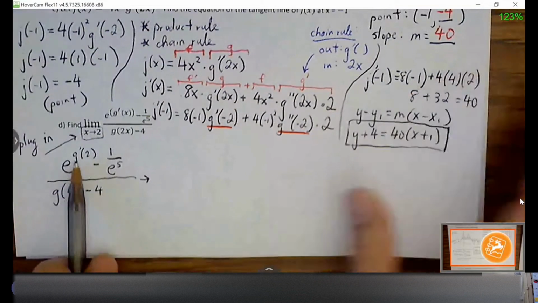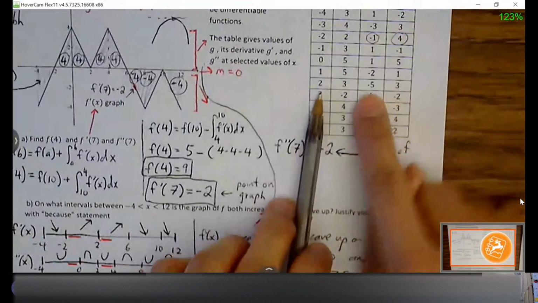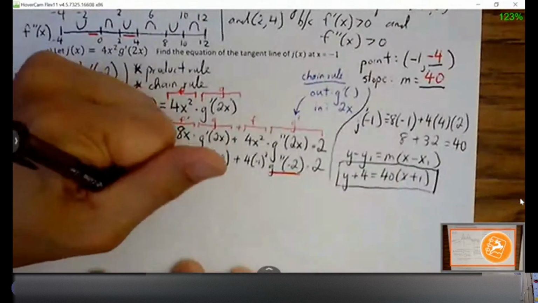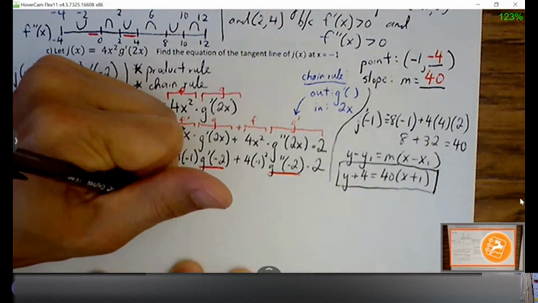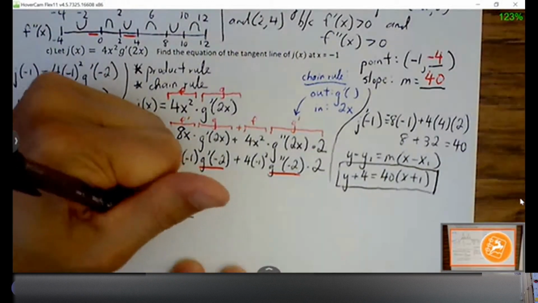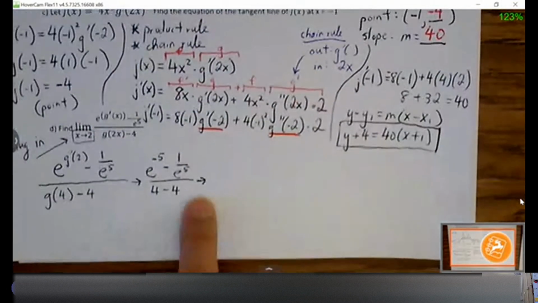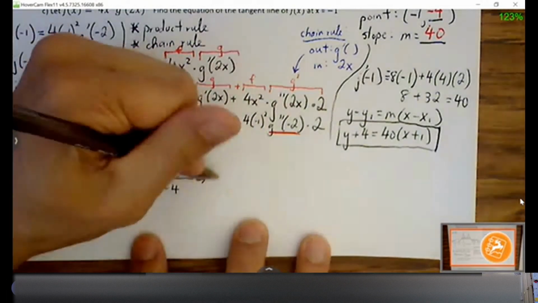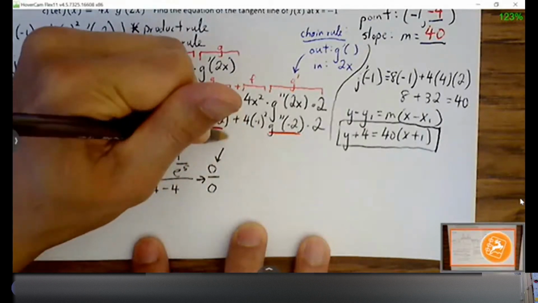So e to the g prime of 2, g prime of 2 is just going to be -5. So I have e to the -5 minus 1 over e to the 5th. And then g of 4, I look at my table, I get 4 minus 4. So what does this lead us to? What is that result? Yeah, 0 over 0. And this is very telling, right? We know that there's a hole in the graph. A limit exists.